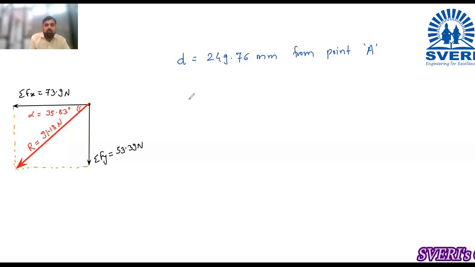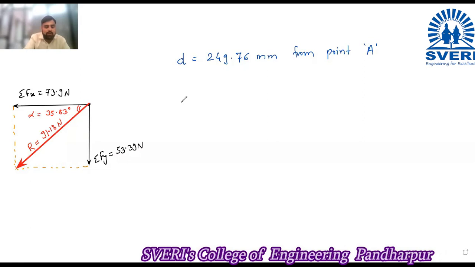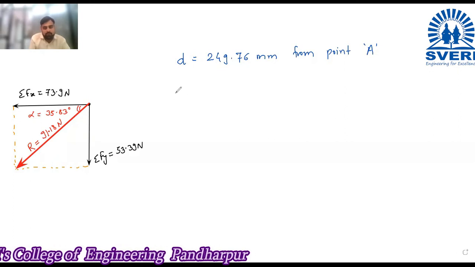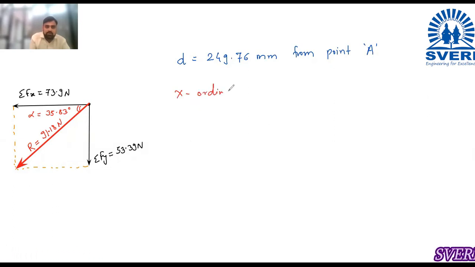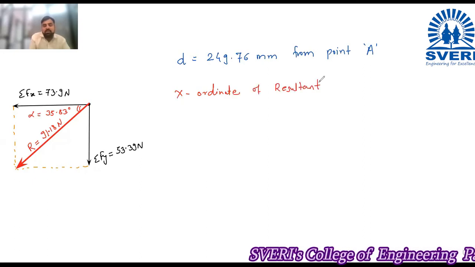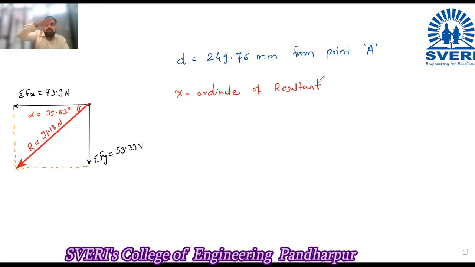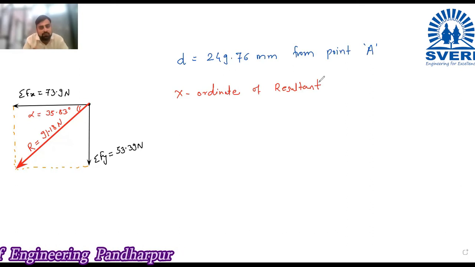Now we will find out the x-intercept of the resultant and the y-intercept of the resultant. First I will write the x-ordinate of the resultant force. D is the shortest distance, which means it is the perpendicular distance, the inclined distance. Now we are finding the x-ordinate, meaning the horizontal distance of the resultant from the point, and the y-ordinate, meaning the vertical distance of the resultant from the point.